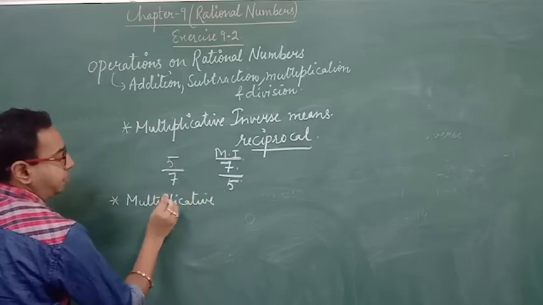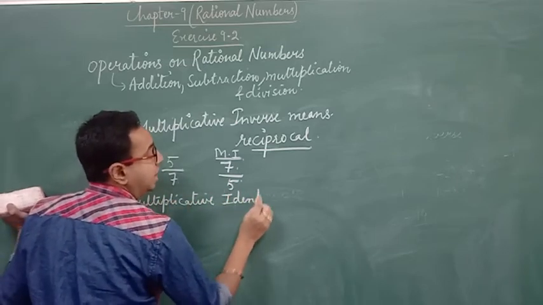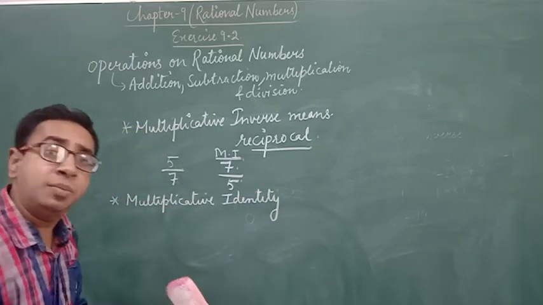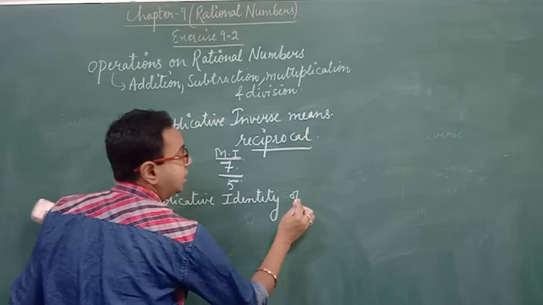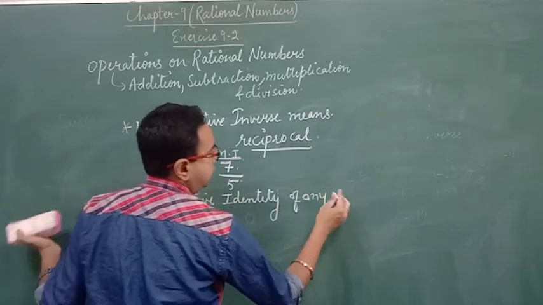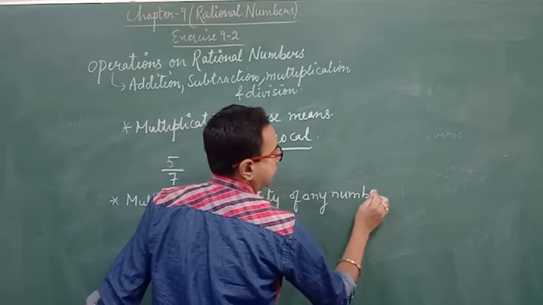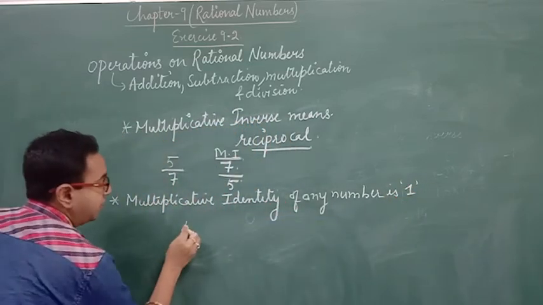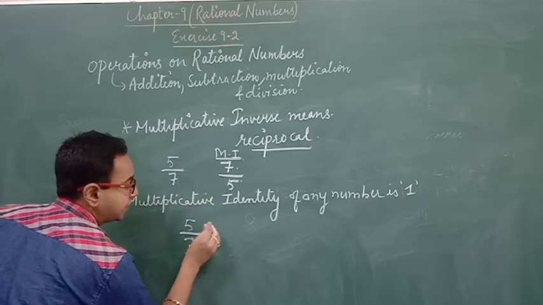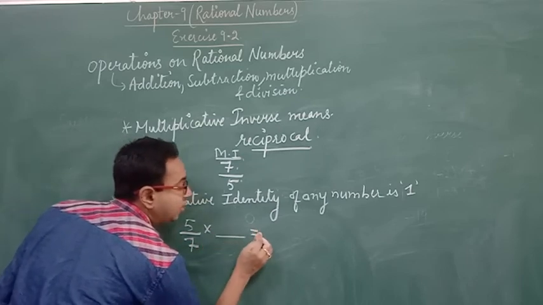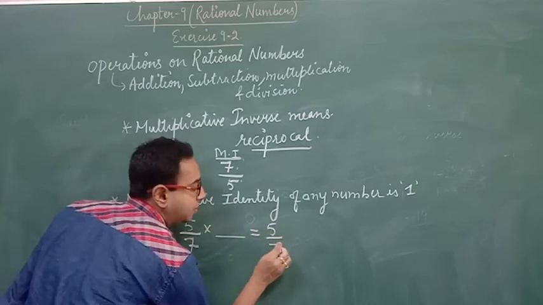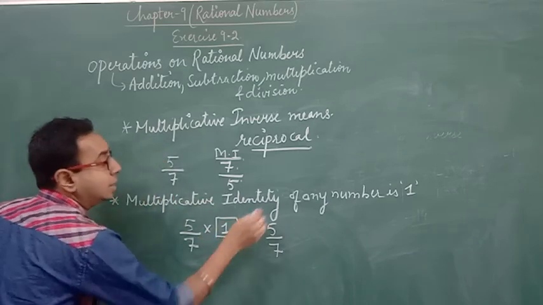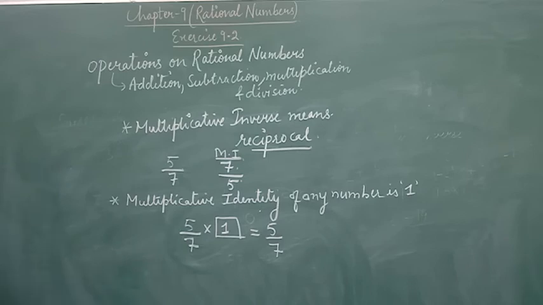Next, multiplicative identity. Multiplicative identity means what shall I multiply a number with so that I get the same number back. So multiplicative identity of any number in the universe is 1. Obviously, for example, I am having 5 by 7. What shall I multiply 5 by 7 with so that I get 5 by 7 back? Obviously, the answer is 1. Hence 1 is called the multiplicative identity of any number.